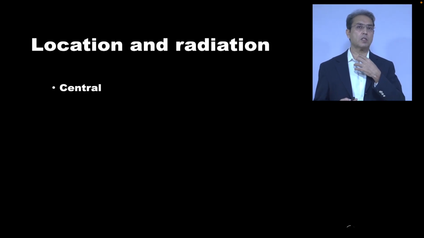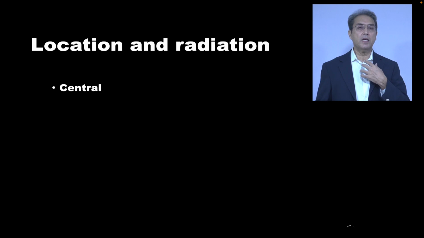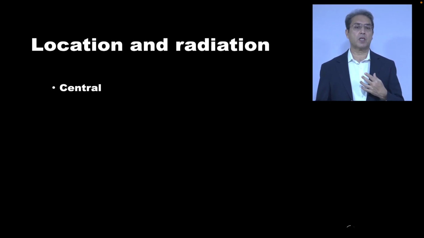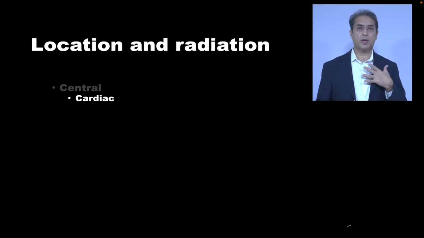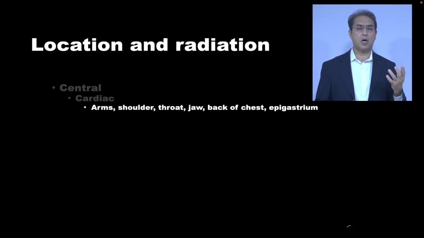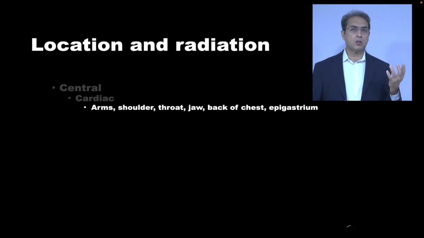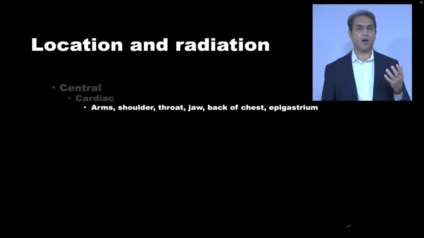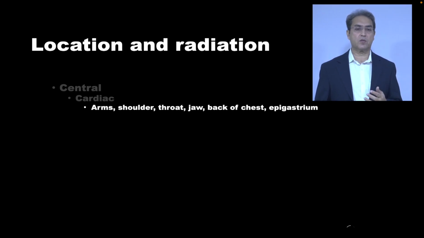So we can see what are the reasons for central chest pain. Central chest pains are mostly because of vessel abnormalities. For example, the pain may be cardiac. This pain may originate in the center, or it may sometimes be on the side, and the patients generally do not put a finger on their chest. They just say that there is something here, the pain is here. It may radiate to the arms, to the shoulder, to the throat, to the jaw, to the back of the chest, that is, the interscapular region, or it may radiate into the epigastrium as well.